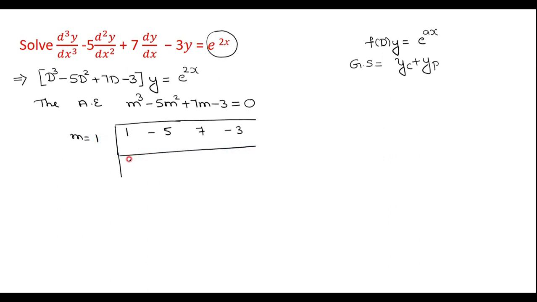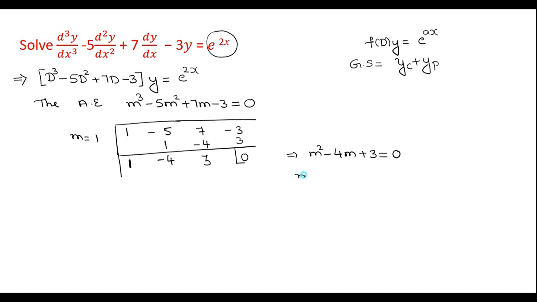So take m equal to 1. Repeat this number 1. 1 into 1, write it here. It's minus 4. 1 into minus 4 is minus 4. 7 minus 4 is 3. 3 into 1 is 3. So it is 0. So we have a quadratic equation m square minus 4m plus 3 is equal to 0.